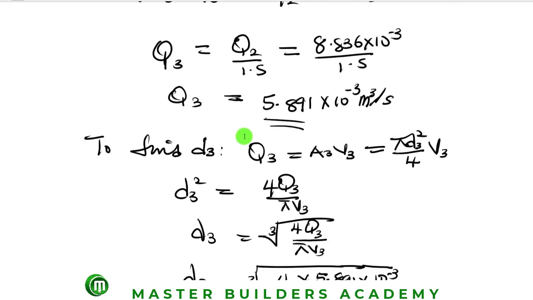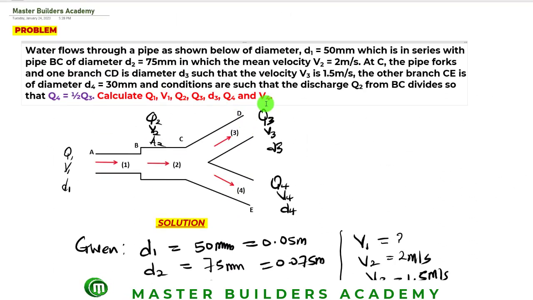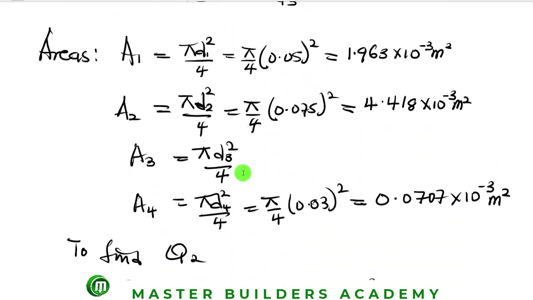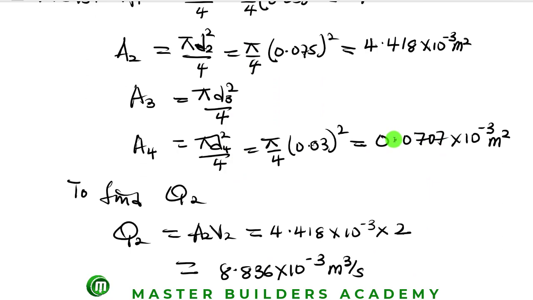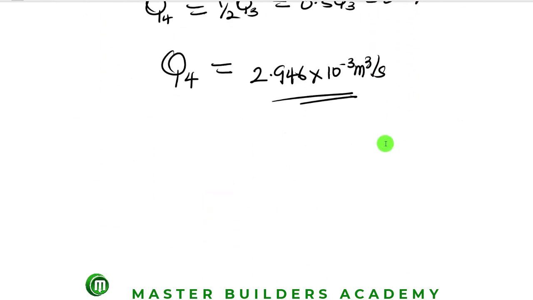So guys, as you can see now, the only thing that we are left with is V4, which is very, very simple. That's the only thing among the parameters we are asked to calculate for. Only V4 is left. So how do we get V4? Since we know area 4, as you can see here, area 4 is known, and then we know Q4, to find V4, it will not be a problem.